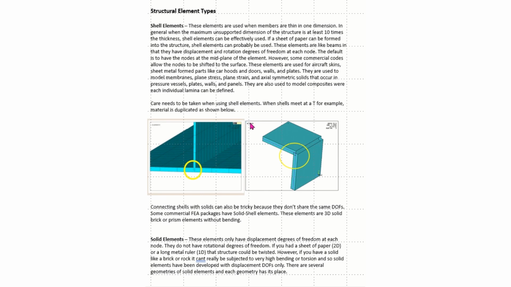Then we looked at shell elements, and shell elements are 2D elements. They are like beams in that they have rotations and displacements at each node. Then we talked about solid elements, and solid elements are 3D elements, and they only have displacement degrees of freedom at each node.